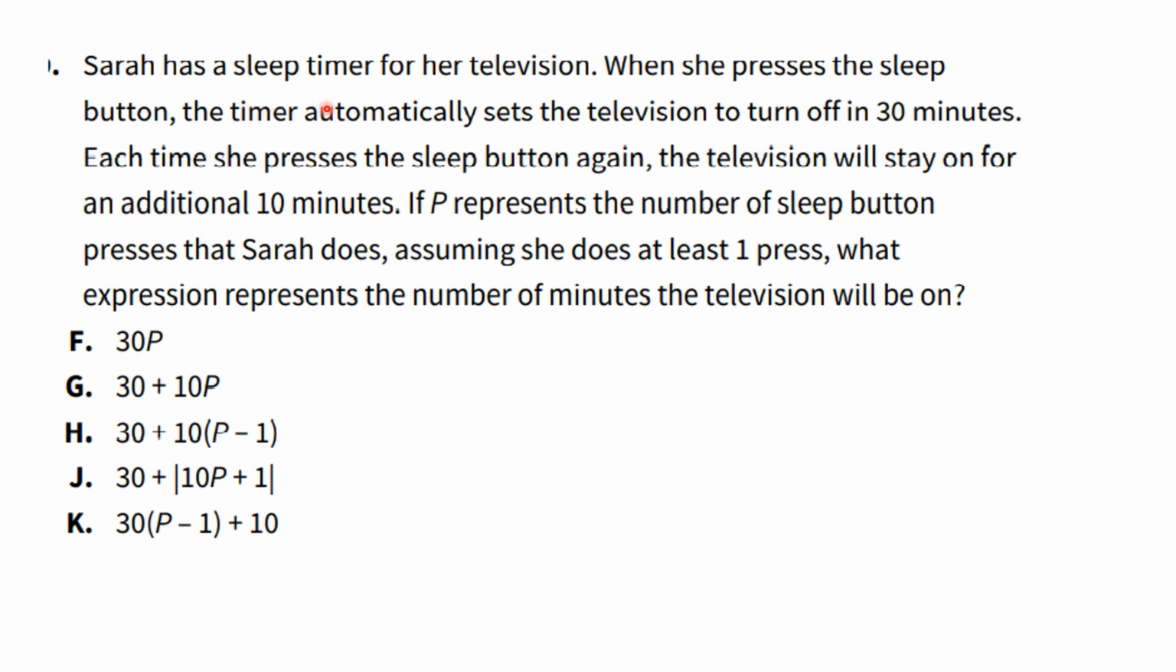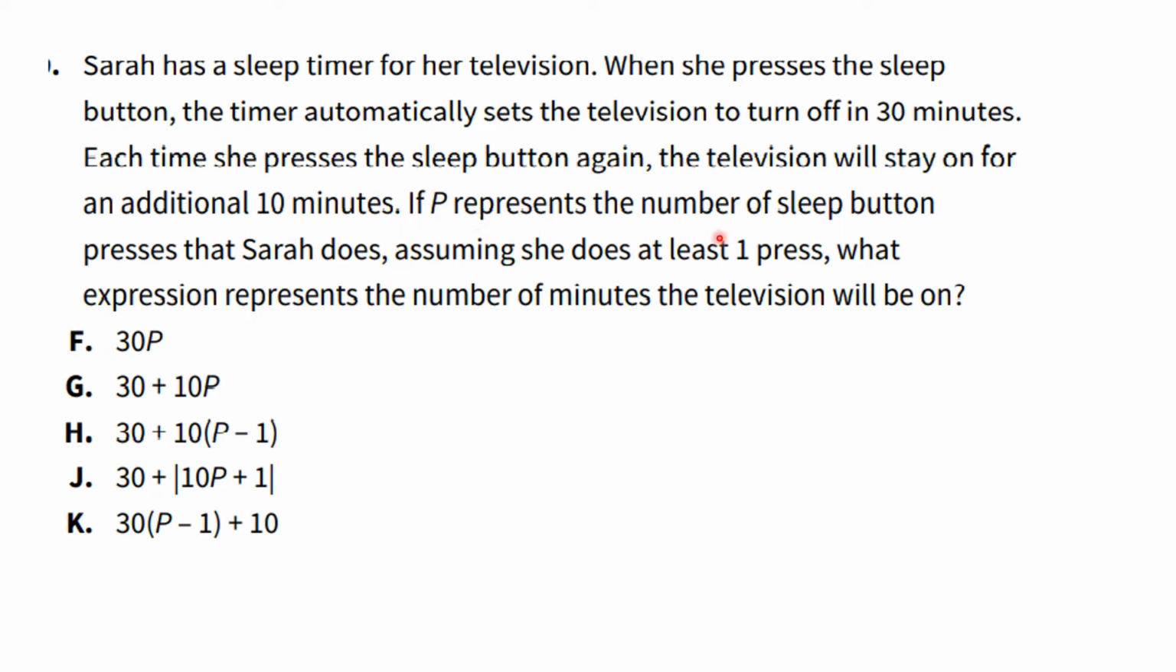Sarah has a sleep timer for her television. When she presses the sleep button, the timer automatically sets the television to turn off in 30 minutes. So when she presses the sleep button, the television will be turned off in 30 minutes. Each time she presses the sleep button again, the television will stay on for an additional 10 minutes. So every time she presses again, 30 plus 10. Another time it will be 30 plus 10 plus 10, and so on.